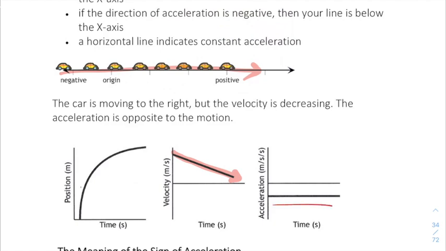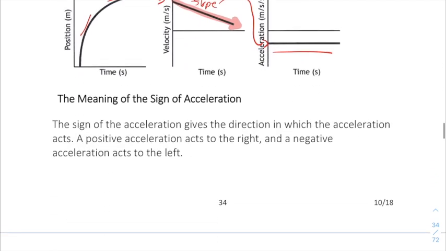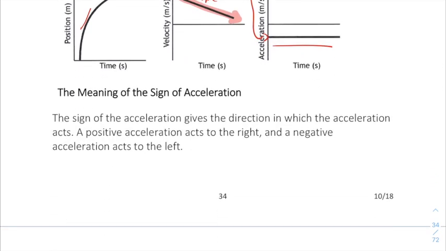So remember that the slope of these lines gives us the velocity. The slope here is the value of acceleration here. So each slope gives the next graph. And we notice that this is a negative number, and it is a constant slope. This is a uniform slowdown in a way for that velocity. The sign of the acceleration gives the direction in which the acceleration acts. A positive acceleration acts to the right, a negative acceleration acts to the left.